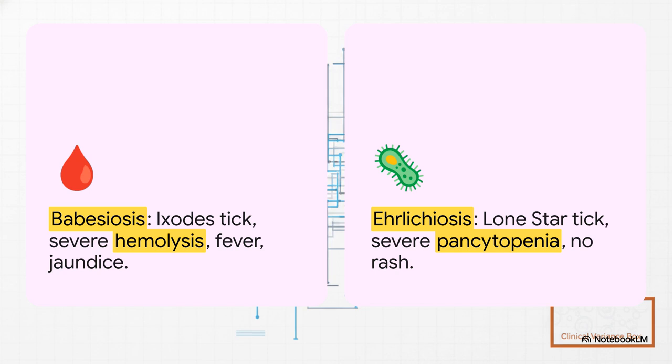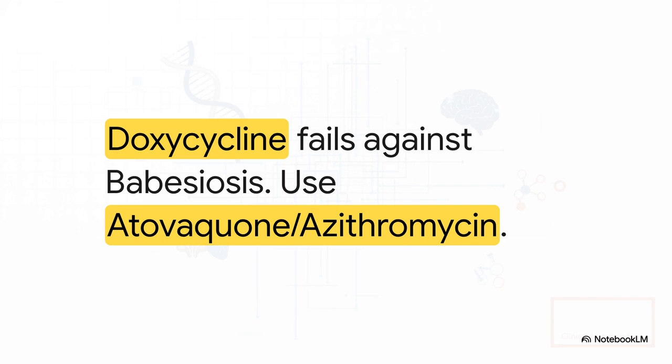Transmitted by the Amblyomma or Lone Star tick, this bacterium infects monocytes. It drives a systemic inflammatory response that's typically completely devoid of a rash. The strict laboratory signature here: severe leukopenia, profound thrombocytopenia, and elevated transaminases. So it's the hemolytic target versus the leukopenic threat. This brings us to a crucial clinical axiom. This is an absolute management rule you've got to lock into your memory.